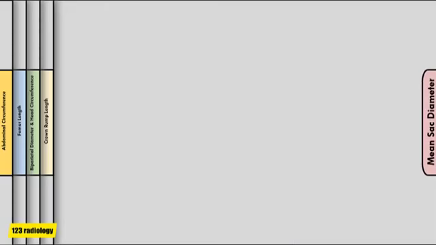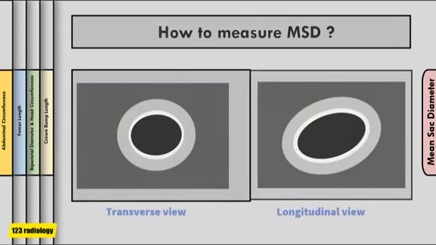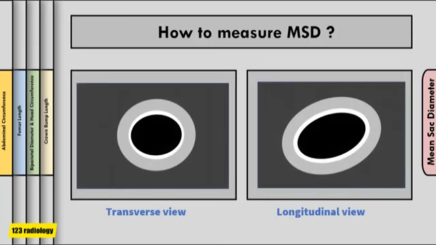This parameter is useful in the early stages of pregnancy, when the fetal pole or the embryo is still not identifiable on ultrasound. This can be as early as 5 weeks by transvaginal examination and 6 weeks by transabdominal exam. How to measure mean sac diameter?